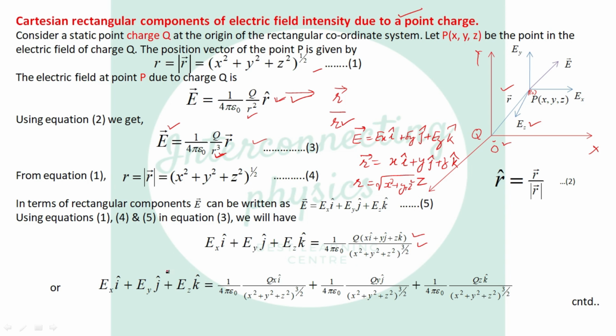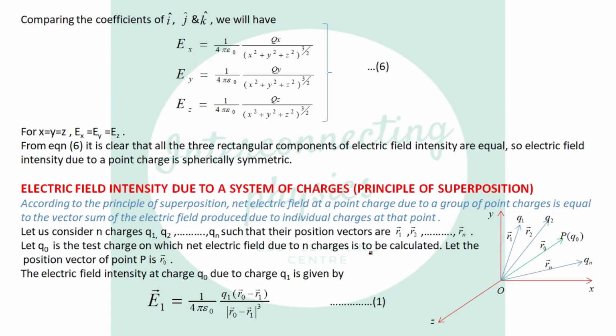Now compare the coefficients of i, j and k on both sides. But before doing that, we separate these x, y and z. Means we separate the coefficients of i cap, j cap and k cap. So after that, when we compare the coefficients of i, j and k, we will get Ex equal to 1 over 4 pi epsilon naught Qx divided by x square plus y square plus z square raised to power 3 by 2, and in the similar manner Ey and Ez can be calculated.